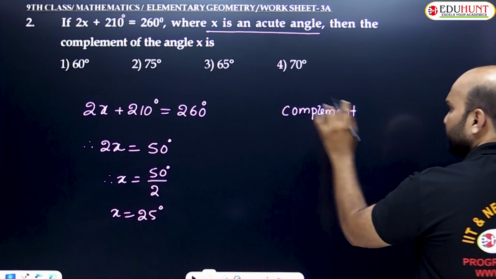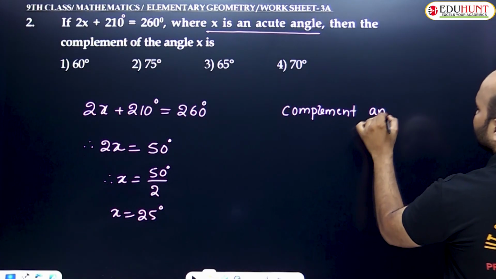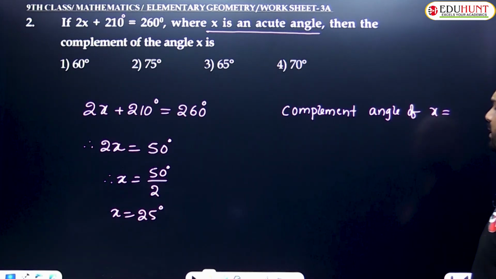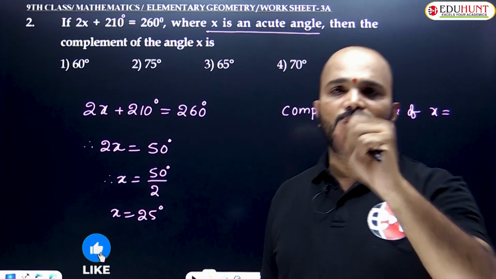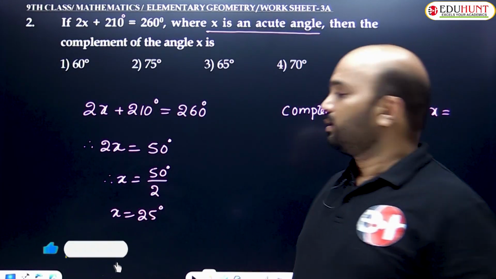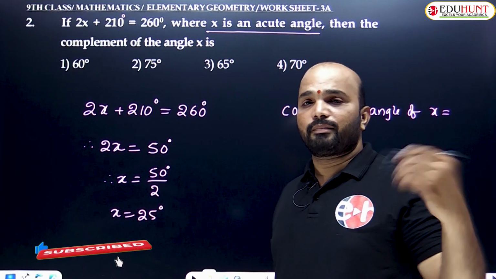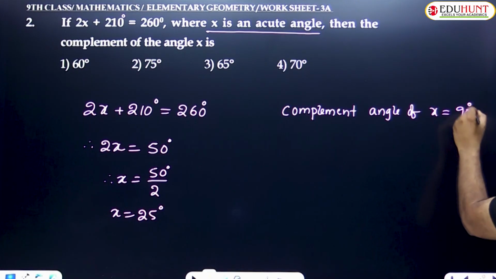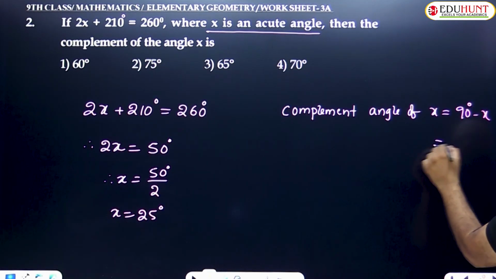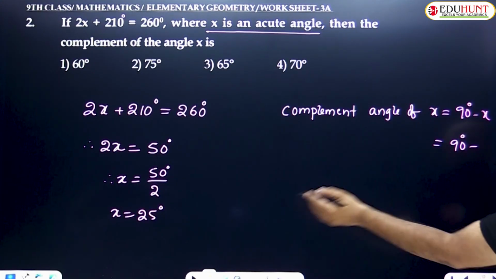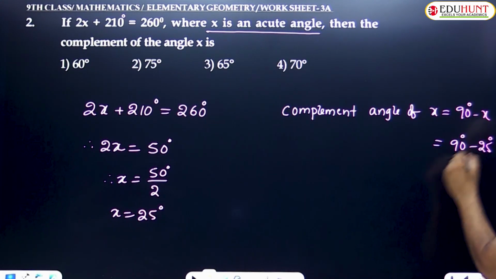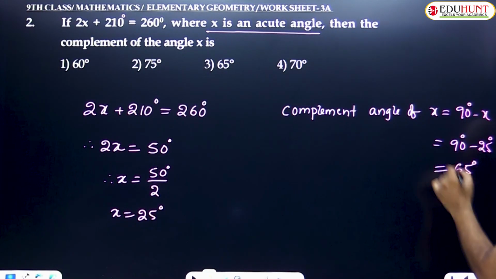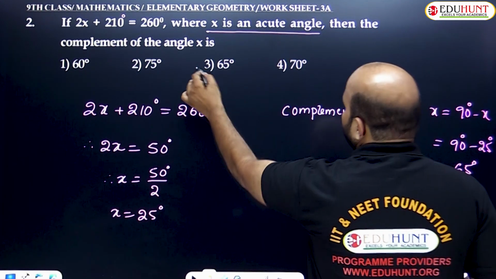What is the definition of complementary angle? The sum of the two angles equals 90 degree. Those angles are called complementary angles. But we already have one angle, 25. What about the remaining? The remaining is called the complement angle of x, 90 degree minus x. So 90 minus 25 degree, then the answer is 65 degree. Which option is the right answer? Option 3 is the right answer.